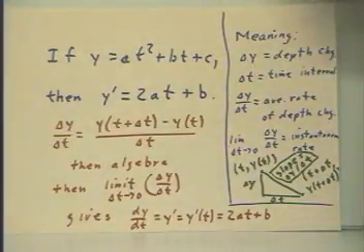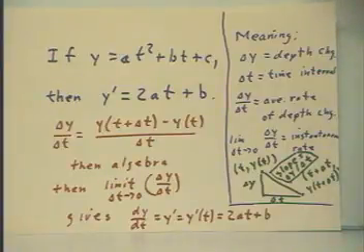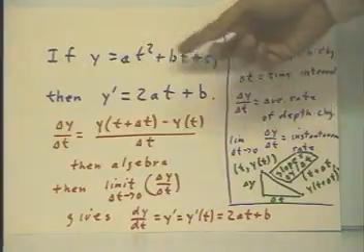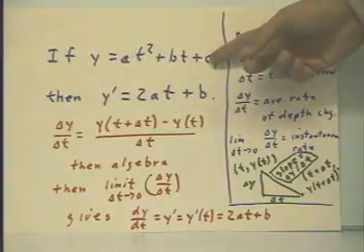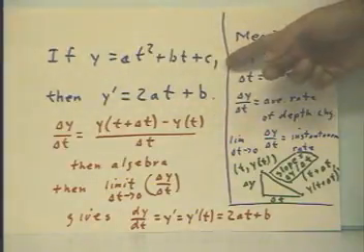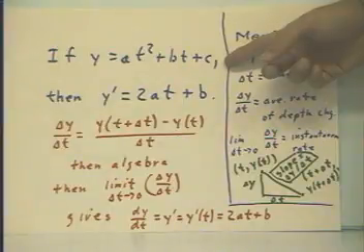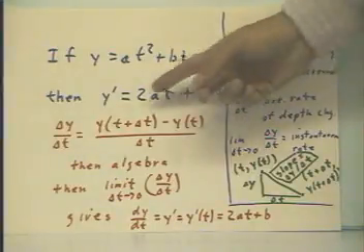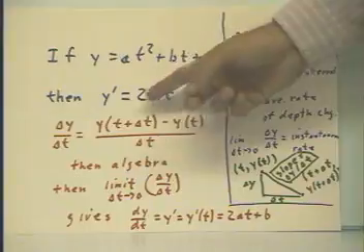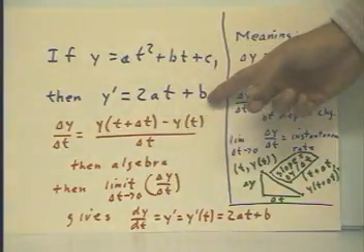We want to summarize what we've talked about for the last week or so. So we begin with the idea that if y is a quadratic function of the form at squared plus bt plus c, we've derived the formula y prime equals 2at plus b.